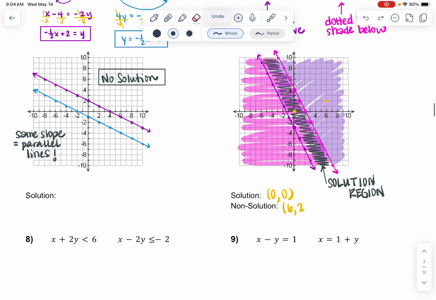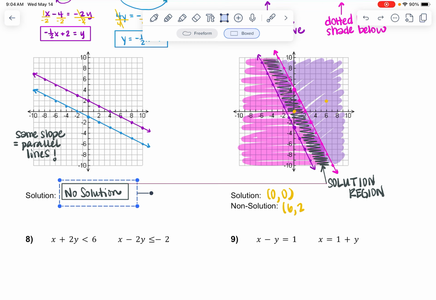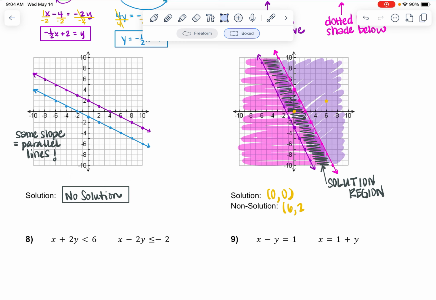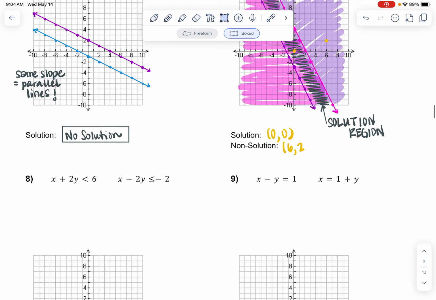Oh, I didn't even notice. There we go. The solution. I didn't notice that was down there. So solution is no solution. There we go. All right.